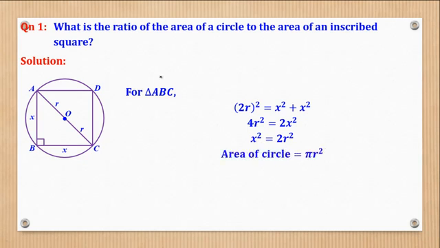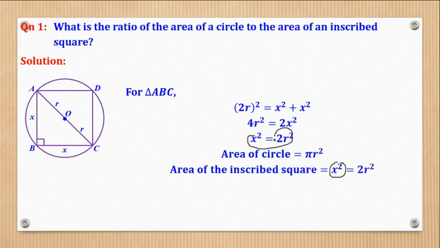That means that now I can get the ratio. The area of the circle is pi r squared. What about the square? For the square it is x squared, but you have already known that x squared is equal to 2r squared. So that will be the area of the inscribed square.